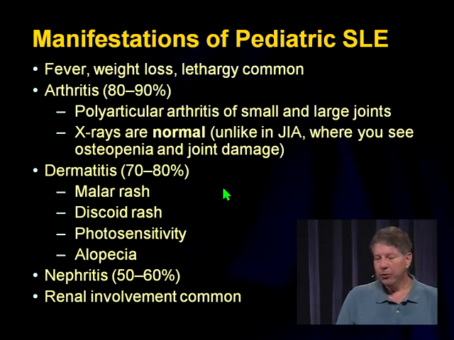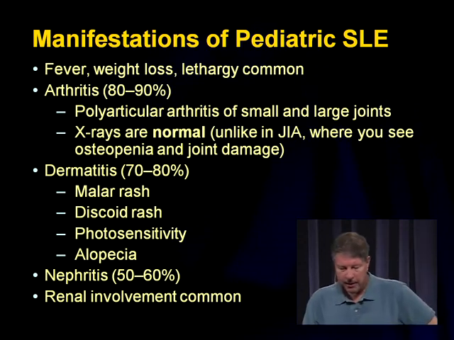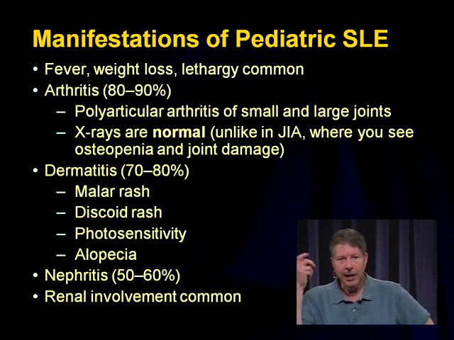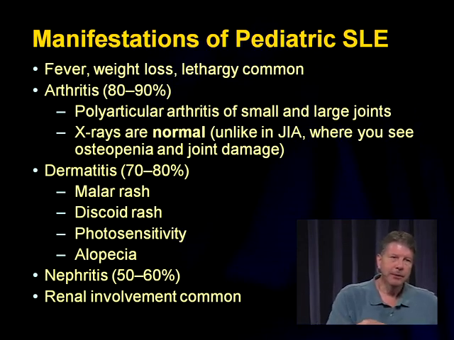For kids, most common presentation: fever, weight loss, lethargy, arthritis in 80-90%. Commonly, it's going to be multiple joints, small and large joints, and the X-rays are going to be normal, and that's your clue that this is not JIA. You're all familiar with the malar rash, and then they may have alopecia, and that's a clue too. If they give an adolescent who has hair loss, be very, very suspicious of lupus and syphilis. That's what I'd remember. Hair loss in an adolescent, be suspicious of lupus and syphilis.